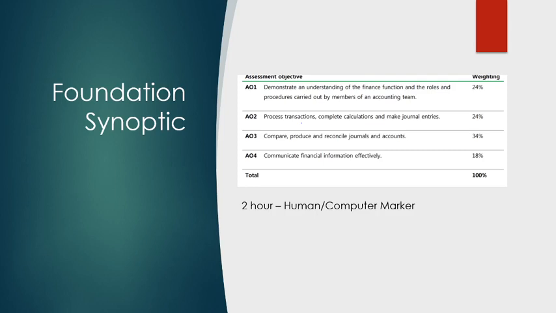Now going on to the synoptic assessment, it is a 2-hour exam which is partly marked by human and partly marked by the computer. So this combines all of your knowledge from all of the topics apart from using accounting software. So it has different weightings as well for the different things that you'll learn. So the working effectively in finance is the AO4, which is 18% of the grade. And that does include a written question. So you will have to write about something, and that's the part which is human marked.